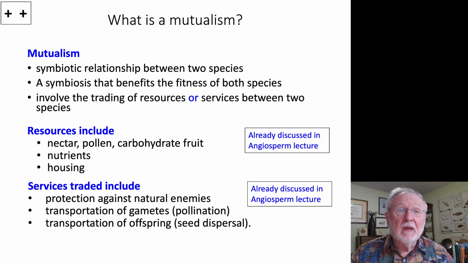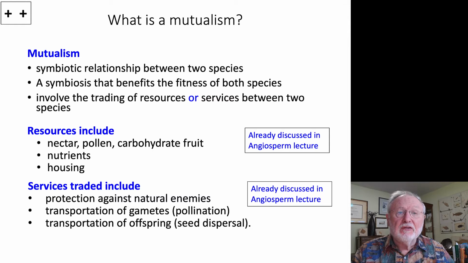Resources might include nectar, pollen, carbohydrates, as we talked about in the angiosperm lecture. It could involve nutrients, as we talked about in the carbon cycle and nitrogen cycle lecture. Or it could involve housing, and we'll mention an example in this lecture.